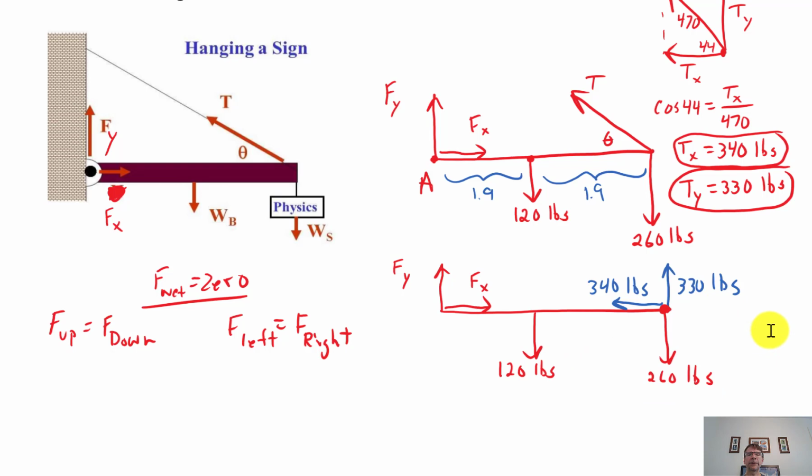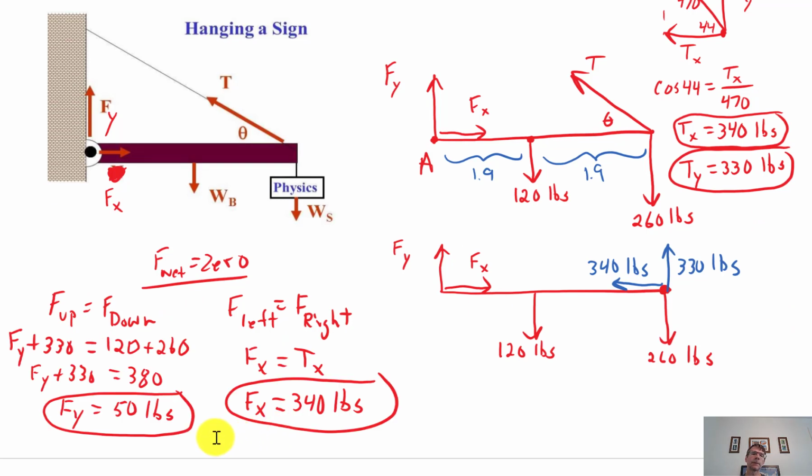So let me fill in the math over here. So I've done the math over here. Up forces, F sub y plus the T sub y, 330, equals the down forces, the 120 plus the 260. That's 380, subtract the 330. You get the y component. This right here is 50 pounds of force.